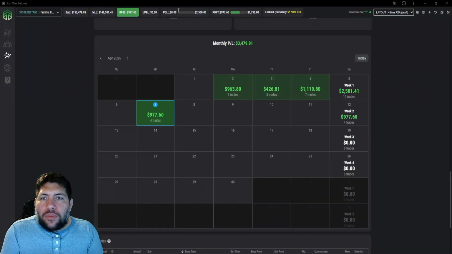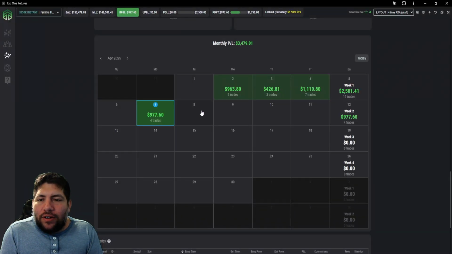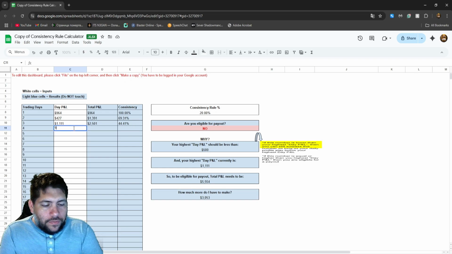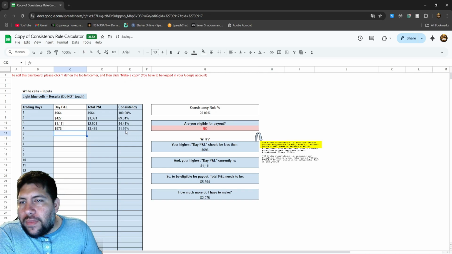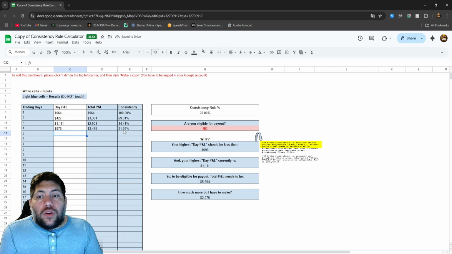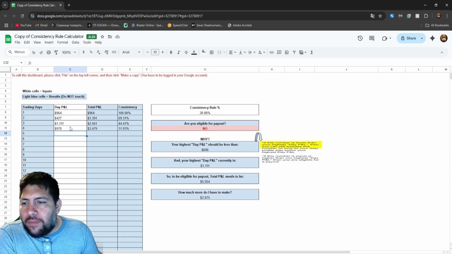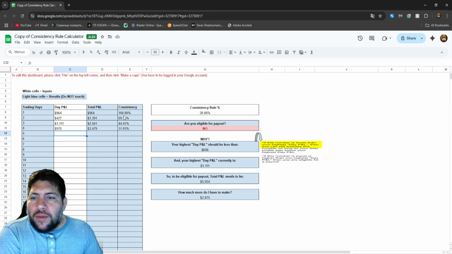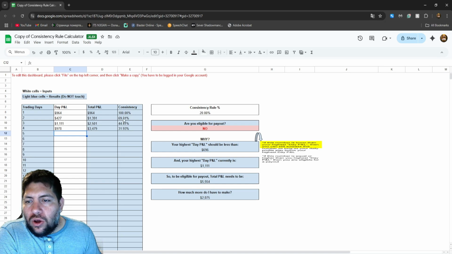But on day number 4, I made 977.60. And now I am sitting at 31.9% for the consistency rule. So you see, as I make my daily wins and base hits and not hitting home runs, my consistency number gets lower every single day.